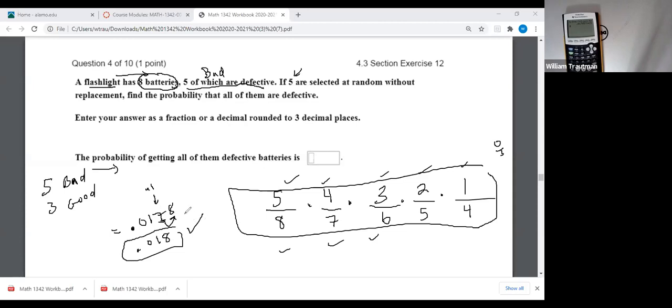So in each of these blanks, you have to understand what you're looking for. A defective battery. We know the total is the bottom. We know there's 8. And then the desired outcome. My desired outcome is to have a defective. Well, there's 5 defective out of 8. Then we throw it away. There's only 7 batteries left, and 4 of them are defective, and so on and so on.